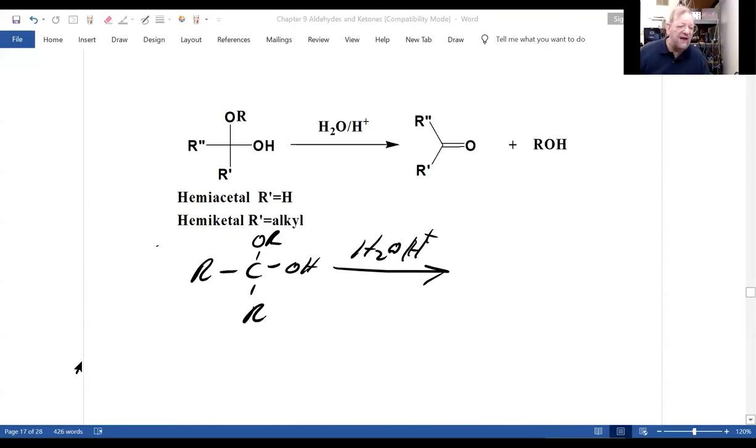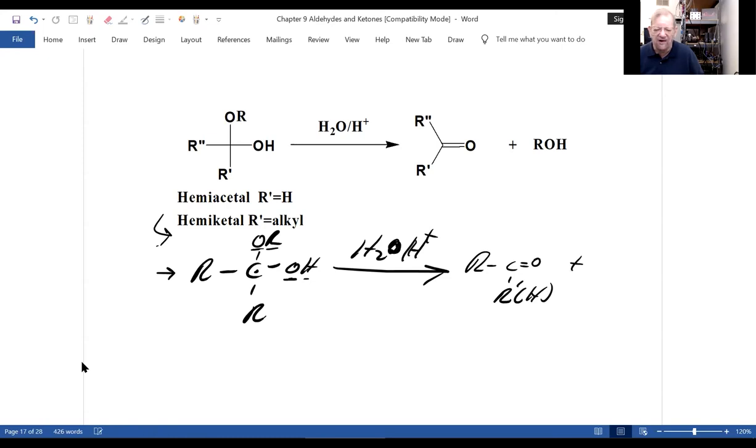So let's go back here, and we'll learn later on certain carbohydrates have this structure. If you add acid and water, which you can find in your stomach, keep your eye on this molecule, the hemiacetal or hemiketal. What's different? And this is very rare in organic chemistry. You have a carbon with two oxygens bonded directly to that one carbon. In this case, one of the oxygens has R, the other has H. And what you get back is the ketone or aldehyde you would have used to make that compound, plus the alcohol you would have used to make that. So essentially, you're reversing the reaction we used to make the hemiacetal or hemiketal.